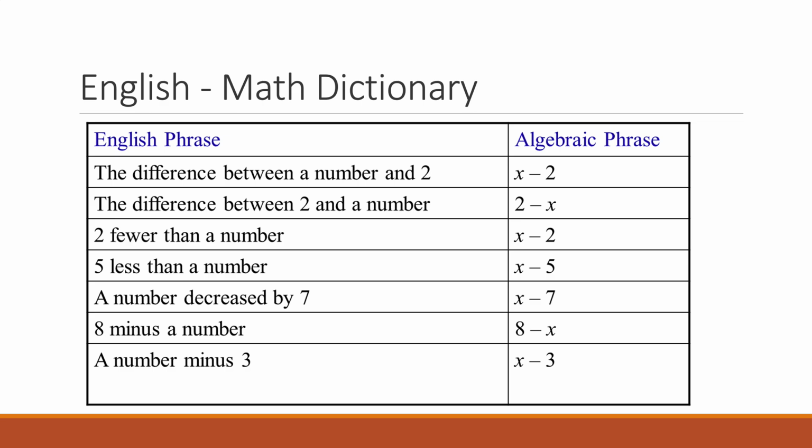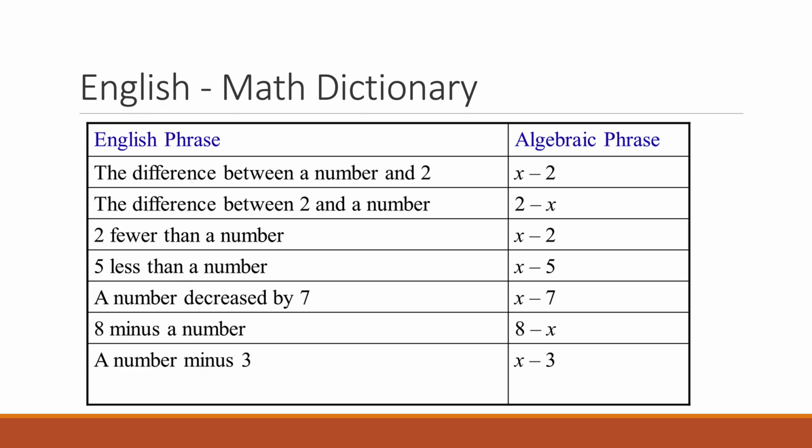2 fewer than a number, that's like less than, fewer than. 2 fewer than a number means we start with the number, then we go 2 fewer, so that's x minus 2. 5 less than a number, fewer than, less than, last shall be first, first shall be last. The 5 goes to the end, minus 5. Number goes to the first, x minus 5.